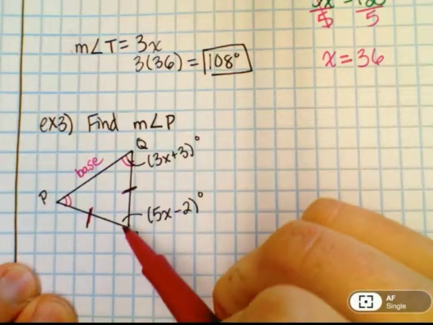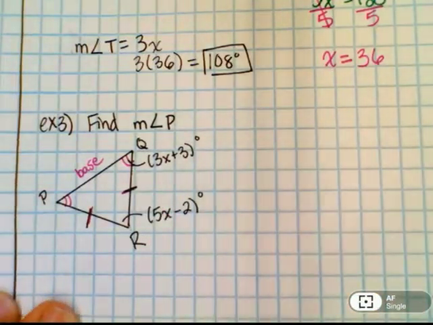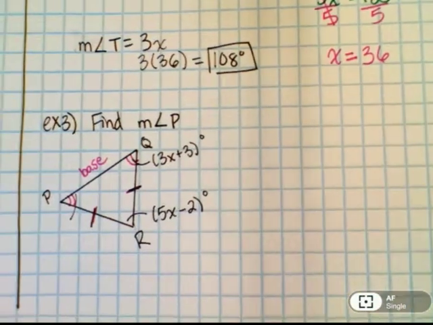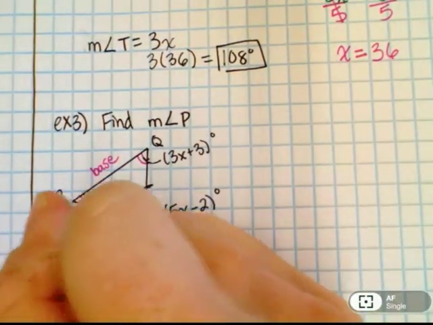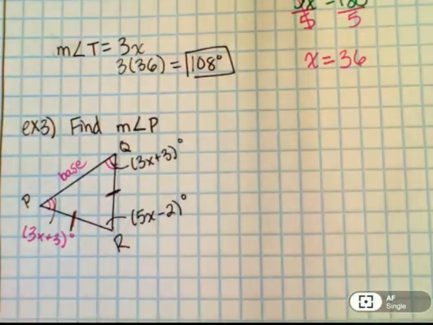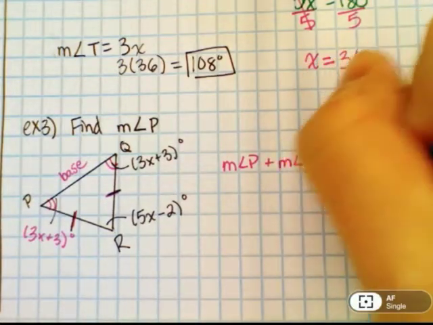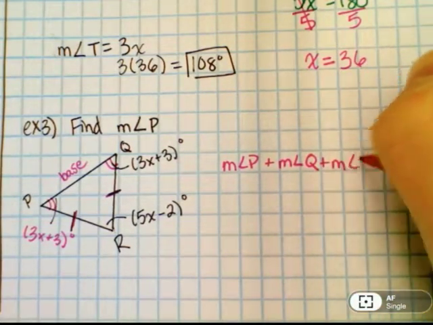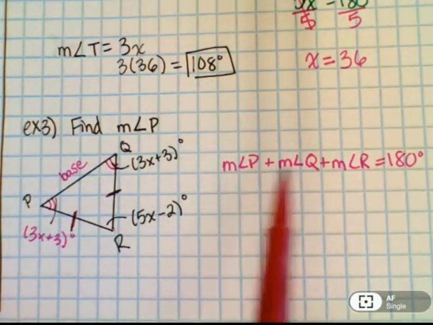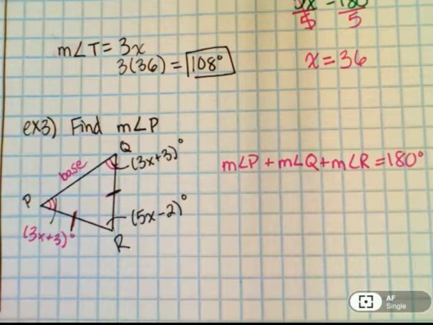So we know that this angle is 5x minus 2 degrees. We know that this angle is 3x plus 3 degrees. And because these are the base angles, this has to be the same. So that means this is also going to be 3x plus 3 degrees. And now, just like we did before, we know that the measure of angle P plus the measure of angle Q plus the measure of angle R has to equal 180 degrees. And so you now can replace those three with the three expressions from the problem and solve the equation.